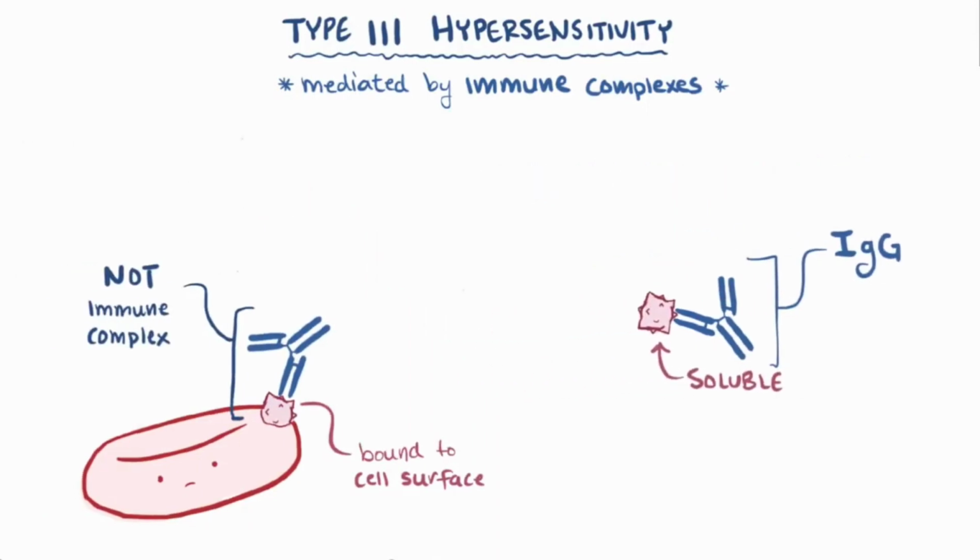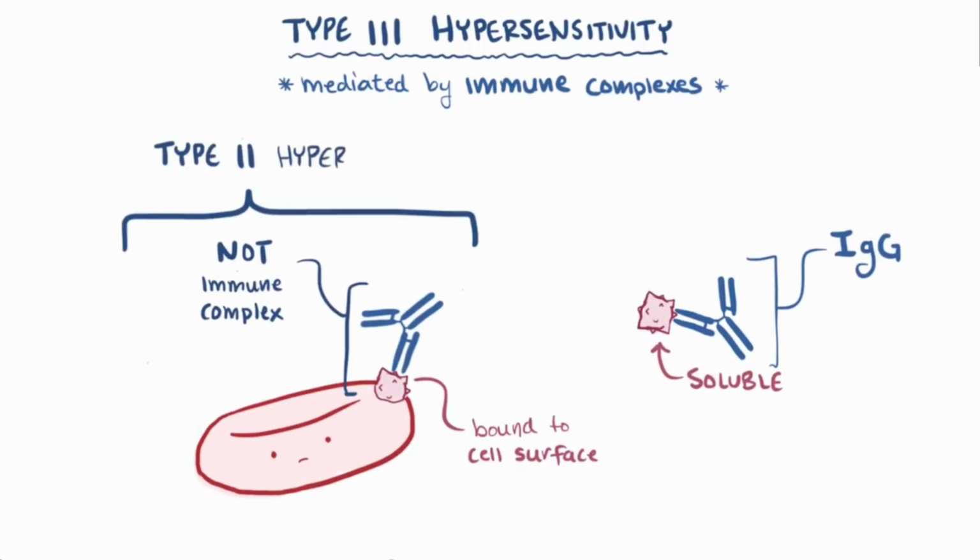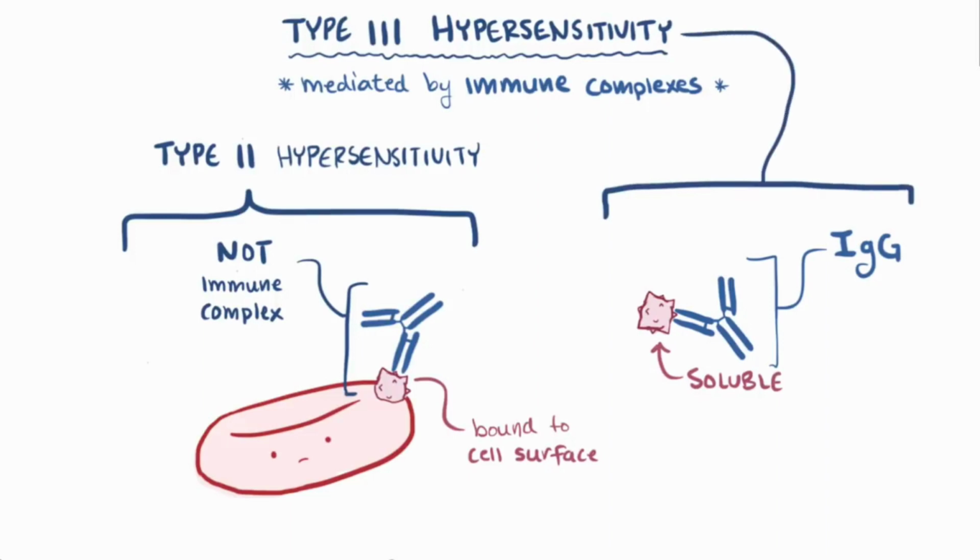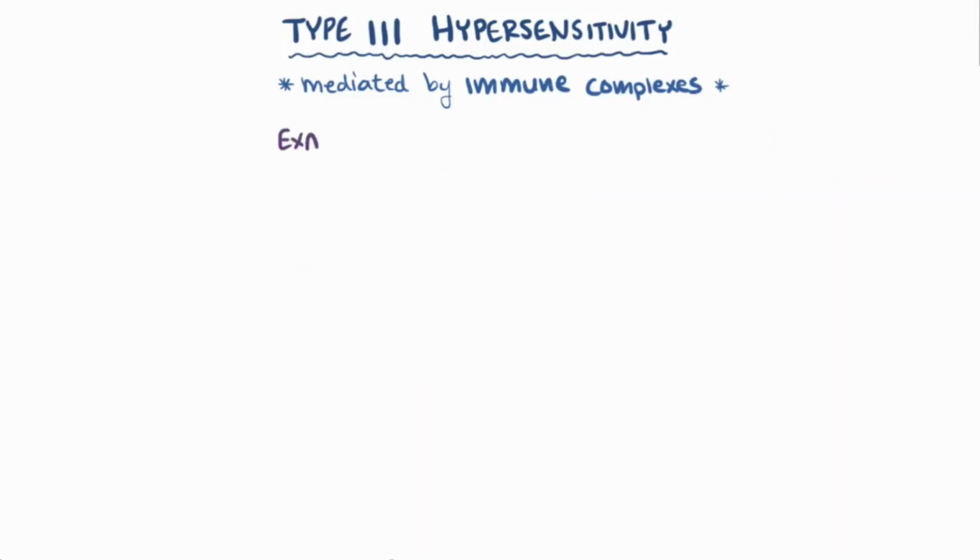And this is the first major distinction between type 2 hypersensitivity reactions, which involve antibodies binding to antigens on cell surfaces, and type 3 hypersensitivity reactions, which involve immune complexes with soluble antigens. A good example of a type 3 hypersensitivity is the autoimmune disease systemic lupus erythematosus, also just called lupus.